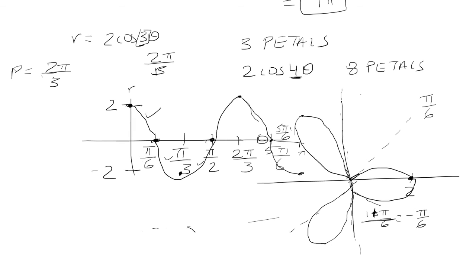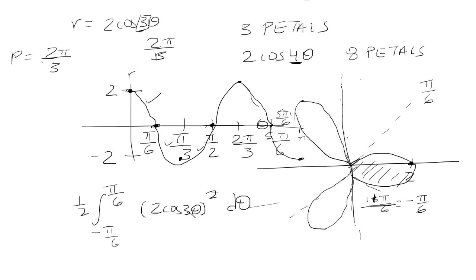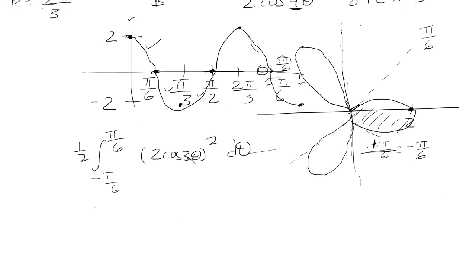So for our integral, I'm going to look at this area over here. It goes from negative pi over 6 to pi over 6. Then it's 1/2 times r, which is 2 cosine 3 theta, squared, d theta. So 2 squared is 4. Bring it out. Half of 4 is 2, going from negative pi over 6 to pi over 6. Then we have cosine squared 3 theta.